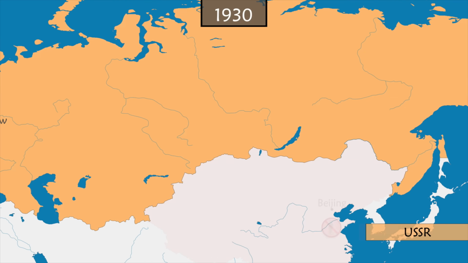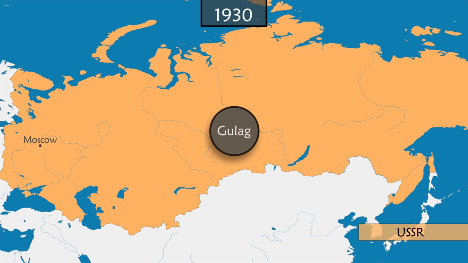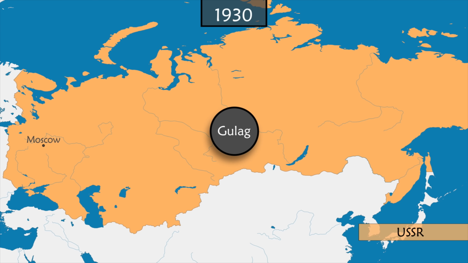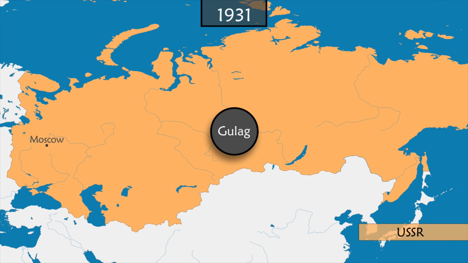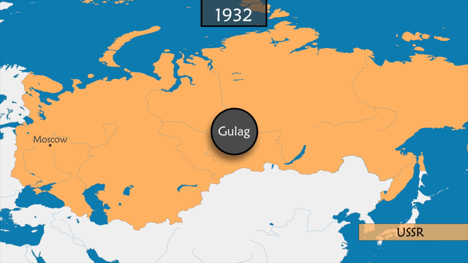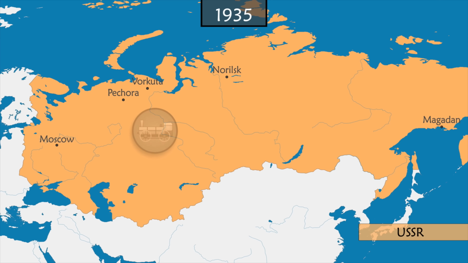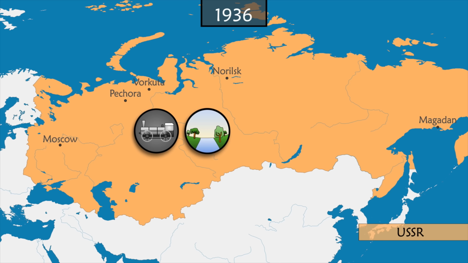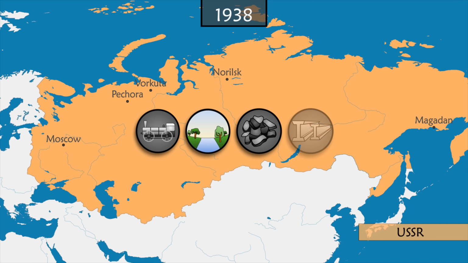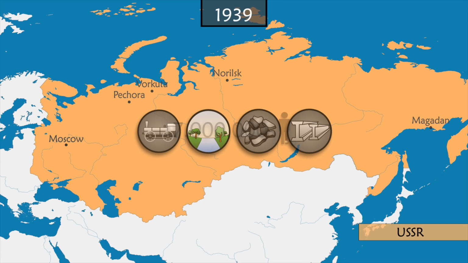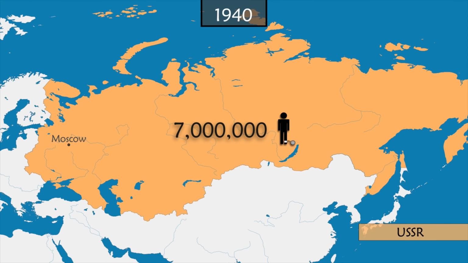In 1930, in the USSR, the Gulag administration is created to manage the forced labor camps. Political opponents, minorities, and rich peasants are locked up and forced to work in remote and hostile areas to build railroads, canals, or exploit resources such as coal or minerals. Over 10 years, about 7 million men are locked up.